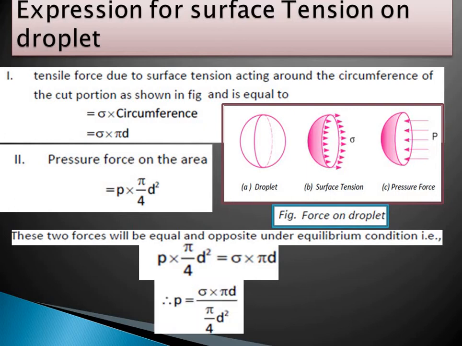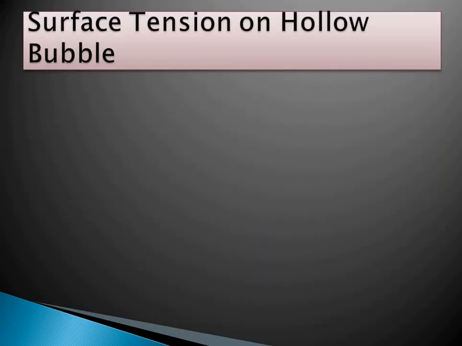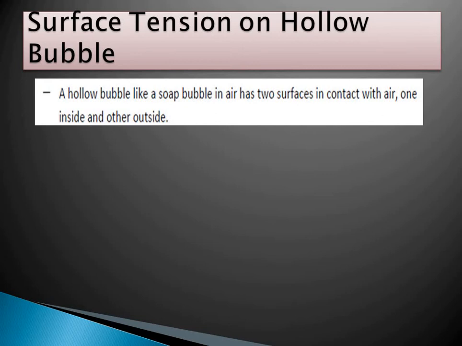So we can say that sigma is equal to pressure force, P is equal to 4 times sigma divided by the diameter of the droplet. Now, surface tension on a hollow bubble.